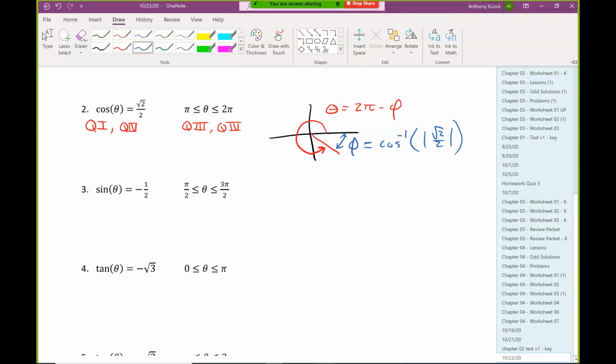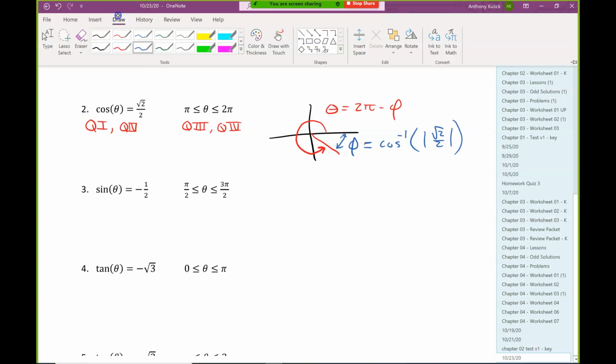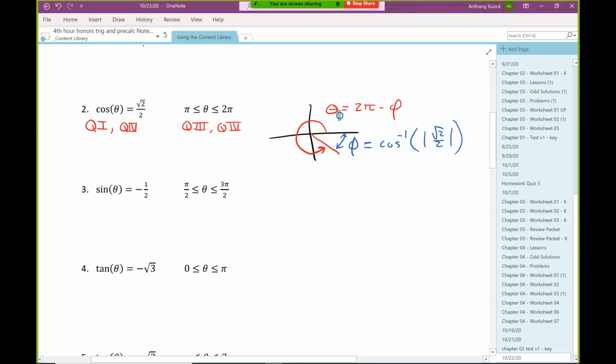So now I can just go to my calculator and do 2 pi minus cosine inverse of root 2 over 2. Or, since this question asks us to use the unit circle, I can go to the unit circle and locate the place where cosine is positive root 2 over 2 in the first quadrant. Because we're looking for the size of this angle.